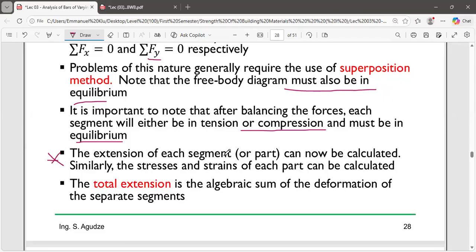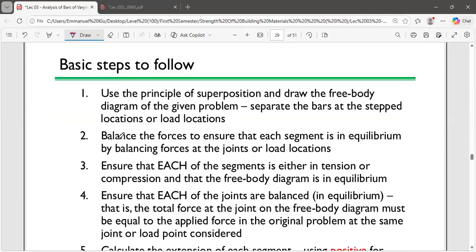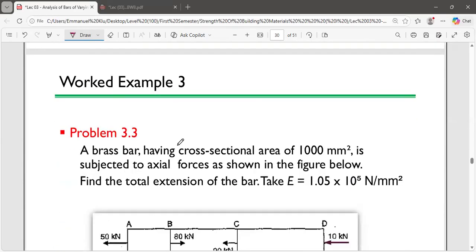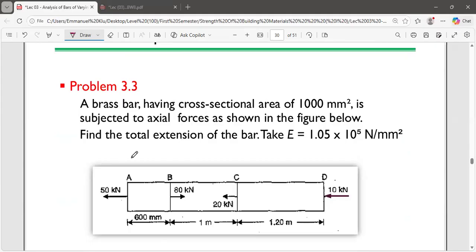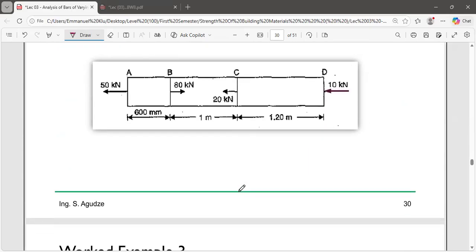Also, the extension of each segment, or part, can now be calculated. Similarly, the stress and strain of each part can now be calculated. Take note that the total extension is the algebraic sum of the deformation of the separate segments. These are some steps to follow in order to calculate some of these problems. You can see that these bars have varying loads. So how can we crack this to be able to solve?